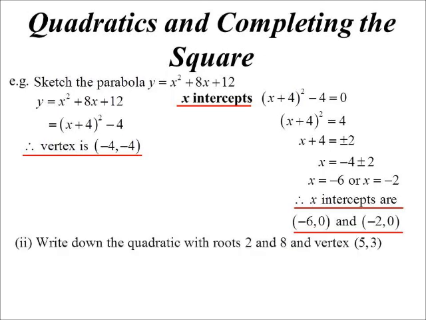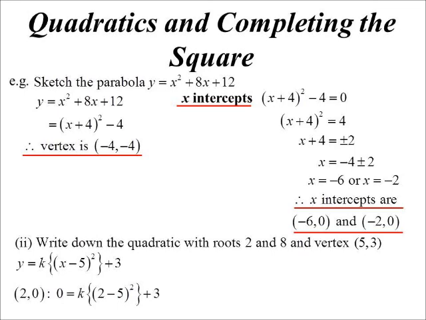If I had to write down the quadratic with roots 2 and 8, vertex 5, 3. Well, this time the key is I know the vertex is 5, 3. So if I was to put that in completing the square form, I'd go, well, x minus 5 all squared plus 3. Notice though, the constant is only times the x minus 5 all squared. We know the constant has to be plus 3, because we're told that it's been shifted up 3. So I don't include that with the constant. So be careful with that.